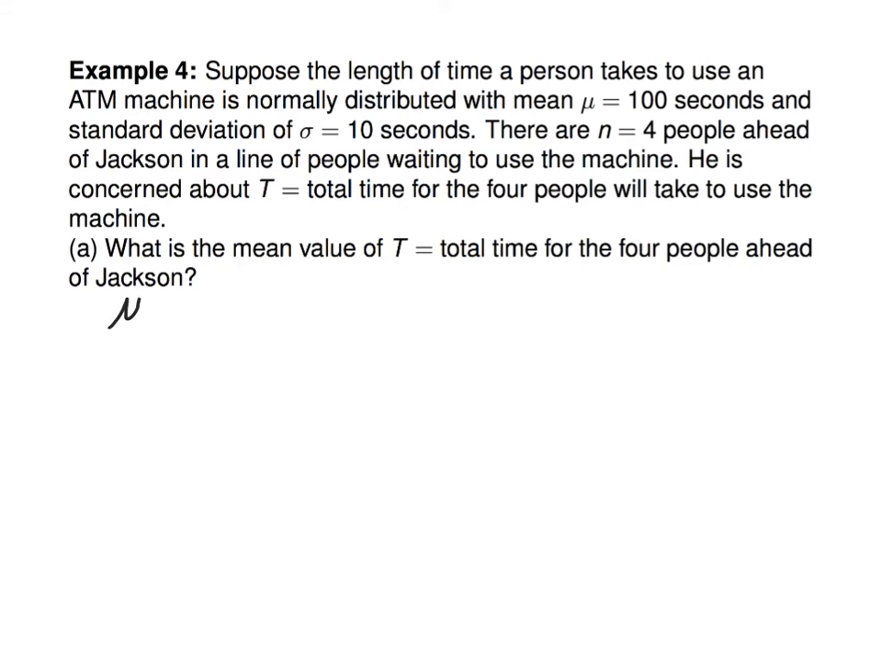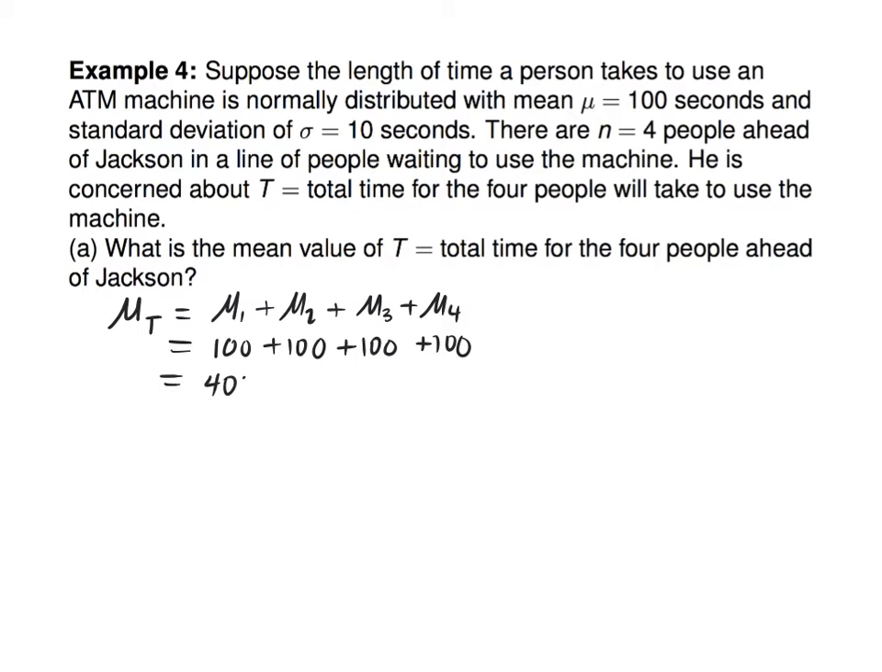So we'll call this mu sub t. Well, that's going to equal the mean for his first person plus the mean for his second person, mean for the third person plus mean for the fourth. And those are all 100, which comes out to be 400 seconds.